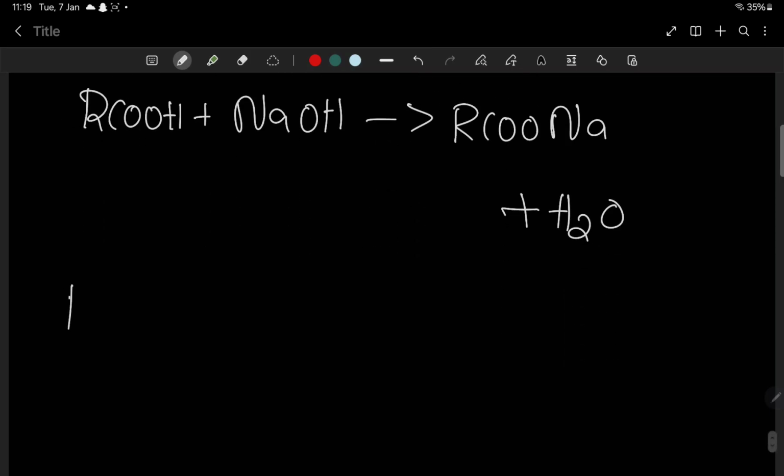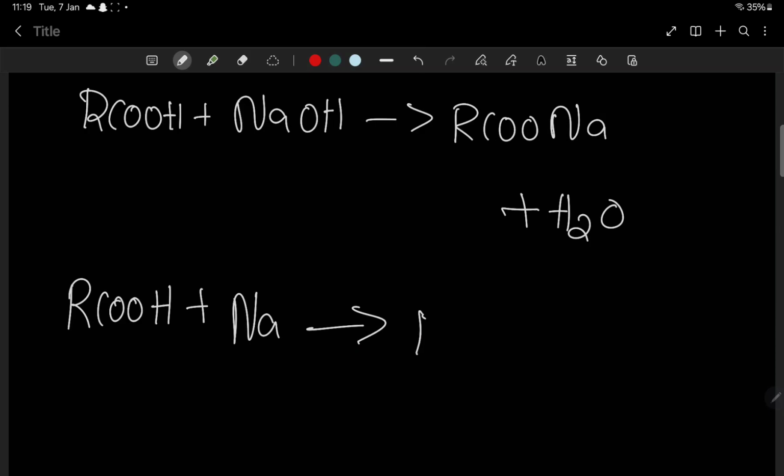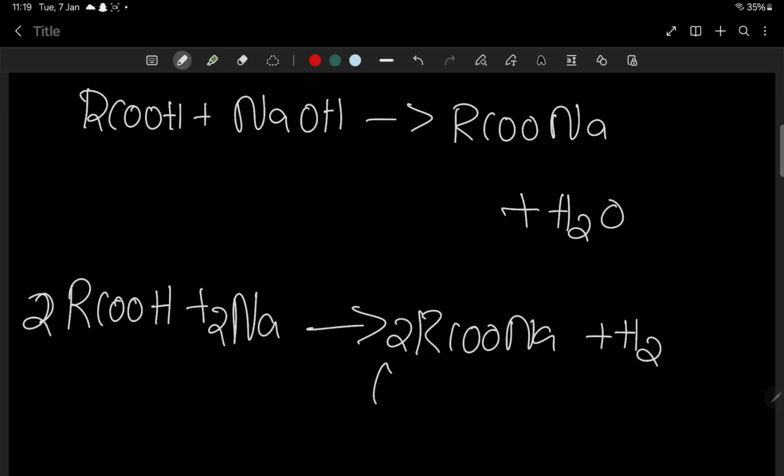Carboxylic acid also reacts with metals, as phenol does, or as alcohol does. Alcohol reacts with metal to form the corresponding alkoxide, or sodium phenoxide in the case of phenol. So here also, what will we get? Sodium carboxylate. We take 2Na: 2RCOOH plus 2Na gives 2RCOONa plus H2. Sodium carboxylate. This reaction is possible because of the acid-base reaction, or the acid reacting with metal. Okay, this is the thing. Understood? Yes.